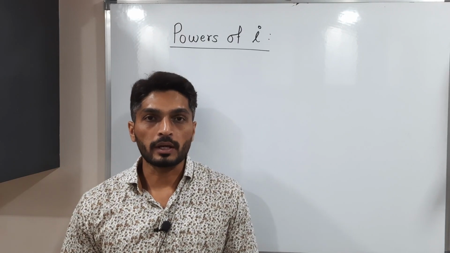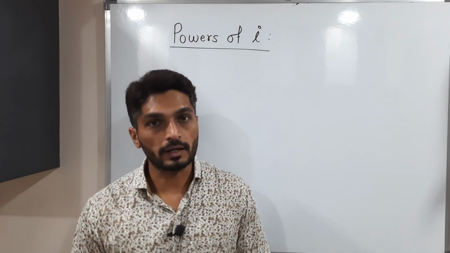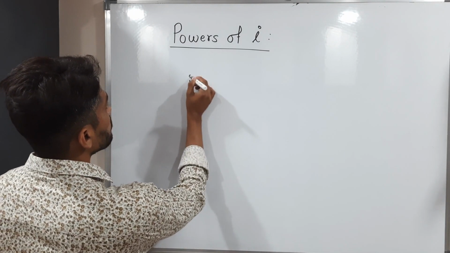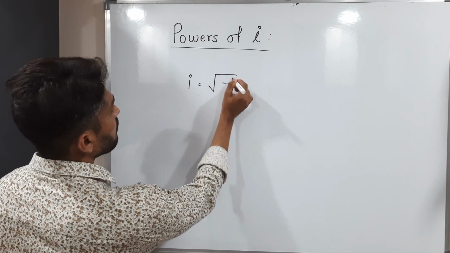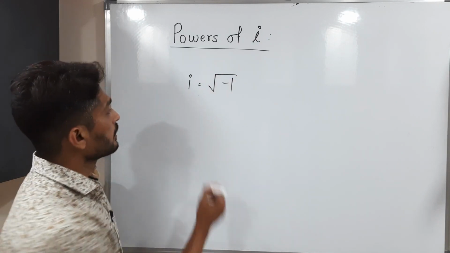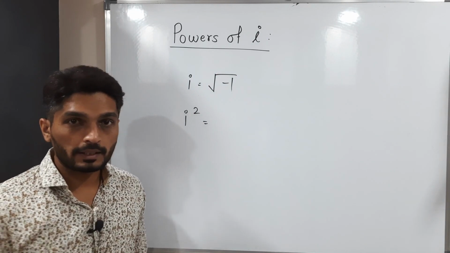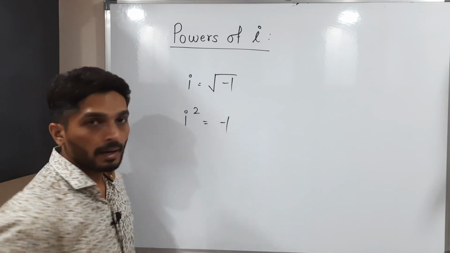Let us discuss today how to find higher powers of i. You are already familiar with the value of i. i is equal to the square root of minus 1. Okay, so let us find i square. If you take the square of both sides, what will happen? Here the square and square root will get cancelled and we will have minus 1.